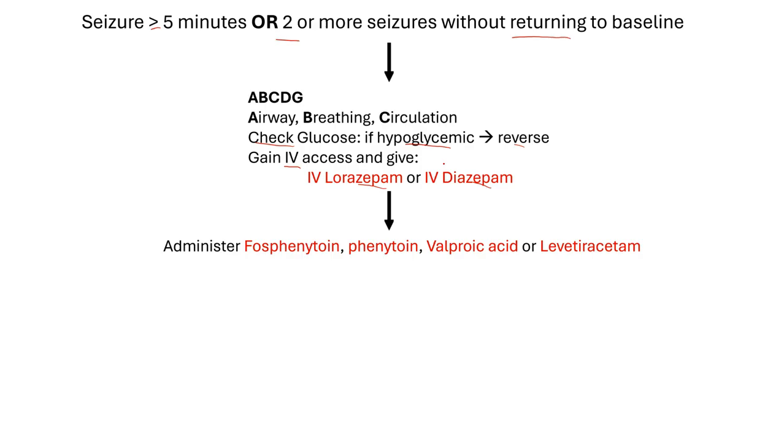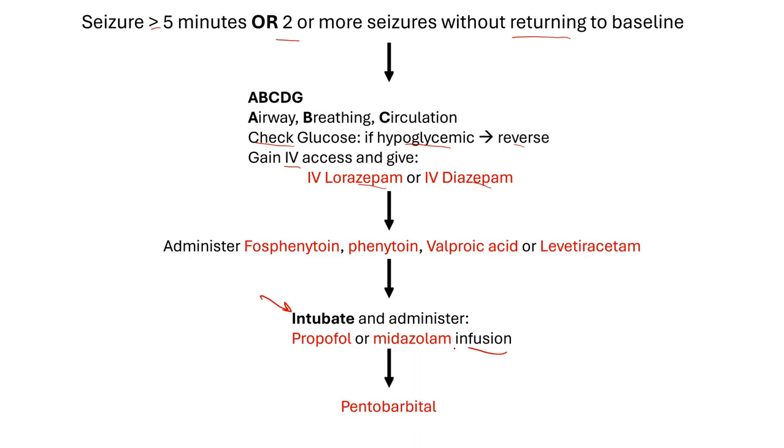If this fails, we would then administer our second-line medications: phosphenytoin, phenytoin, valproate, or levetiracetam. Next, if this fails, we have refractory status epilepticus. This individual needs to be intubated and they need to be placed on an infusion. If they are still seizing, then we put them in a drug-induced coma with pentobarbital. It is extremely important for the purposes of your exams to know this stepwise procedure, as this will be the most common concept for SE that you will be tested on.